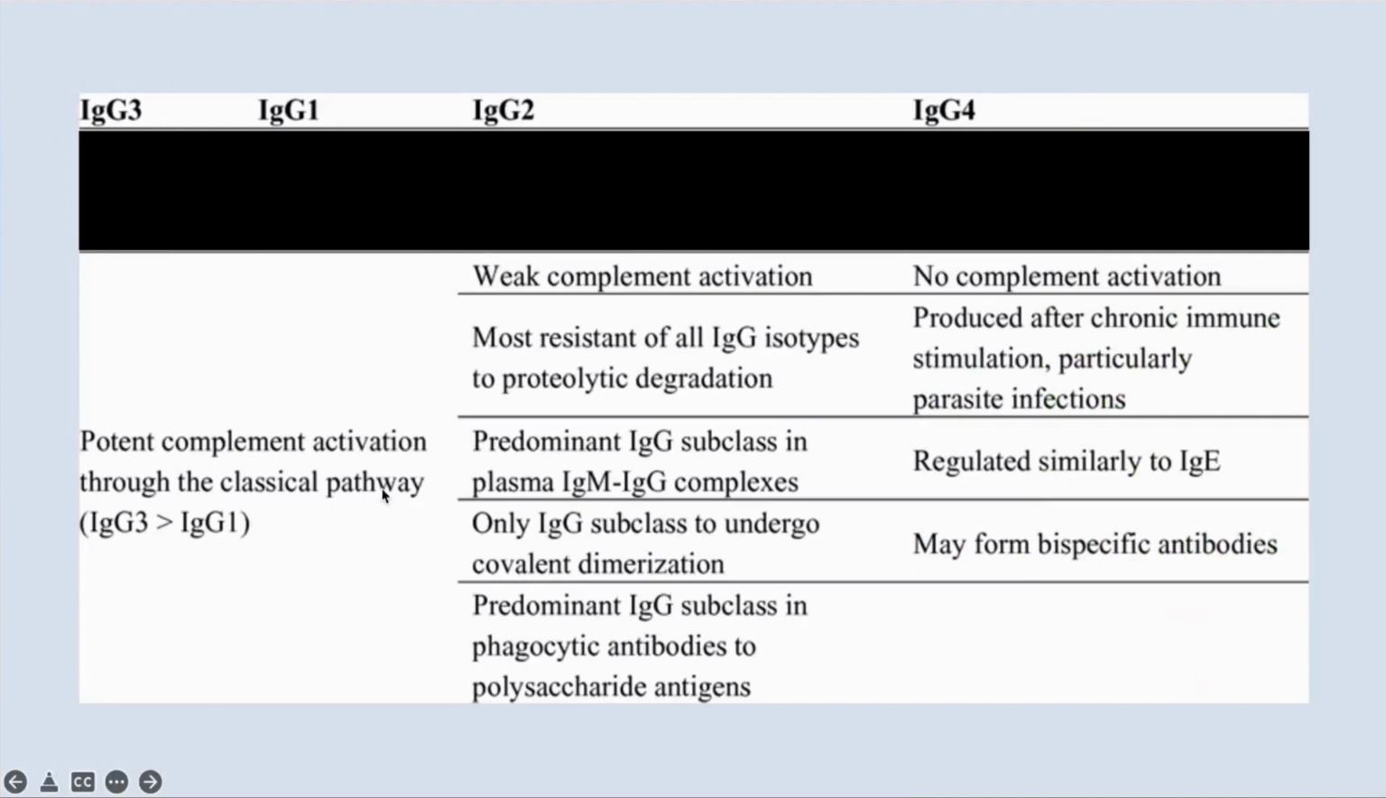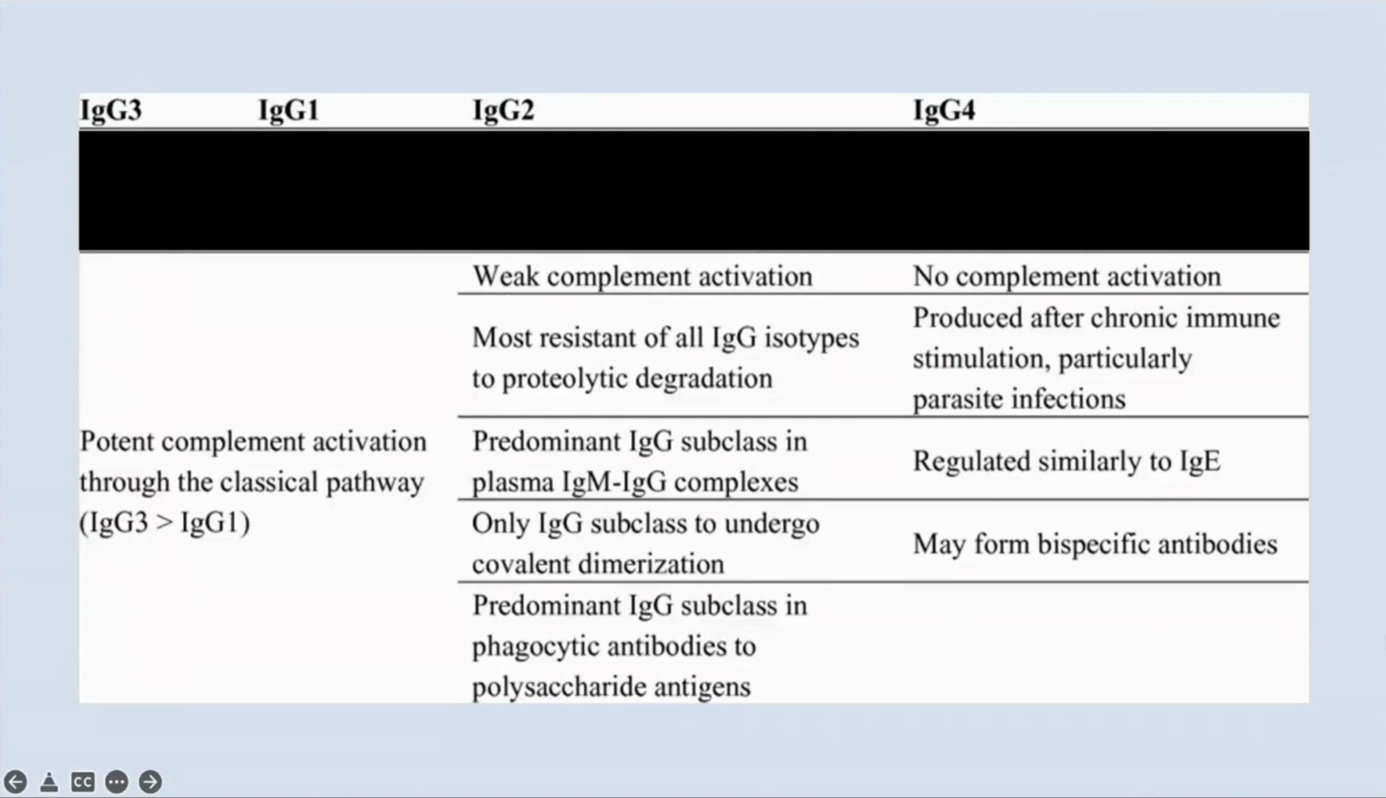IgG3 and IgG1 are potent complement activators of the classical pathway, okay, and they help out with opsonization. IgG2 is a weak complement activator, but it is important in binding polysaccharide antigens. This is one of the antibodies that's really stimulated by the pneumonia vaccines, right? And so this is very important. It can undergo dimerization, but it's really rare.